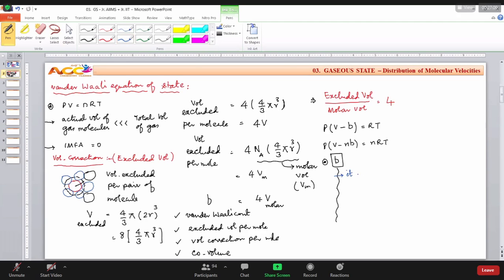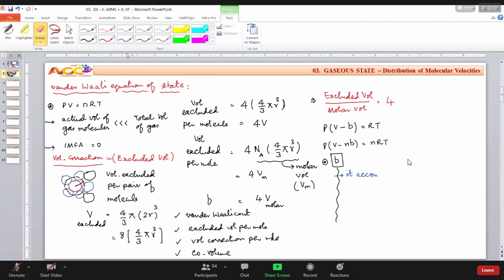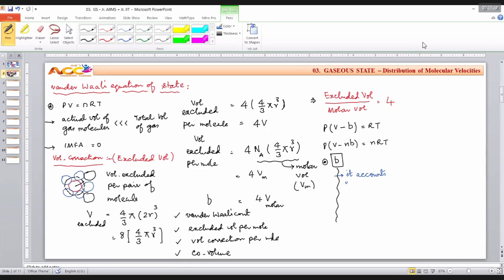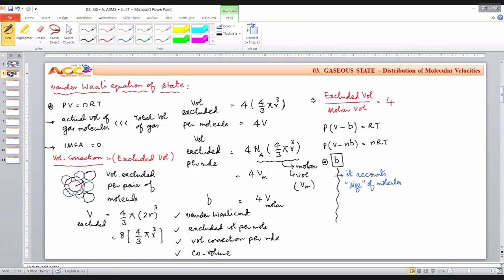It accounts size, actual size of molecule. Number 2, as molecular size increases, B value also increases.